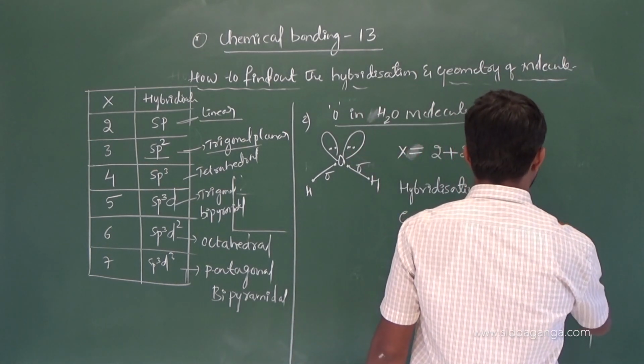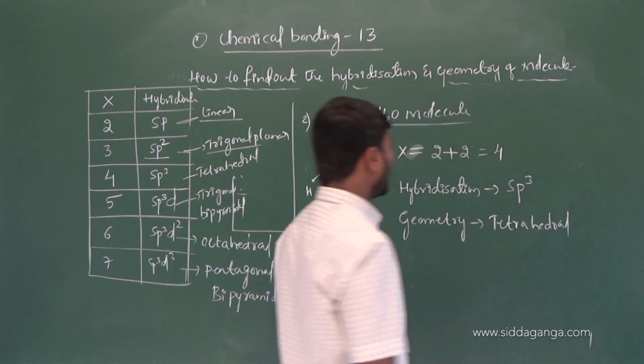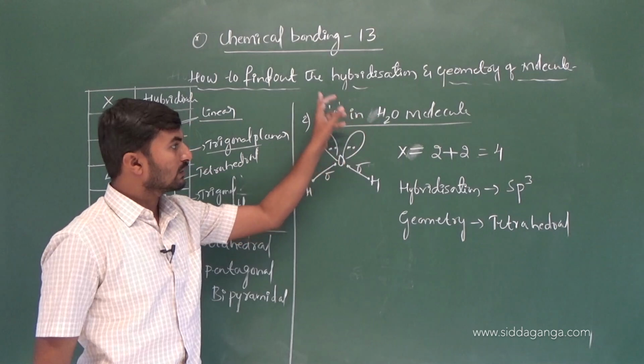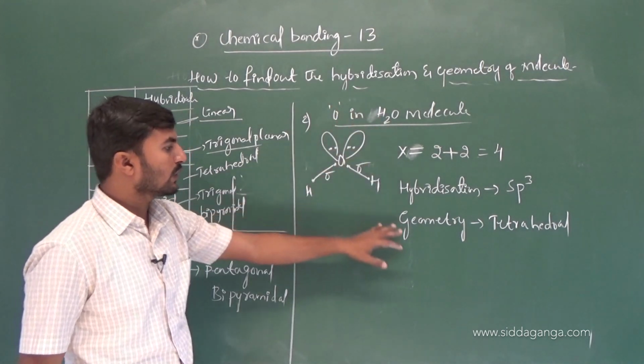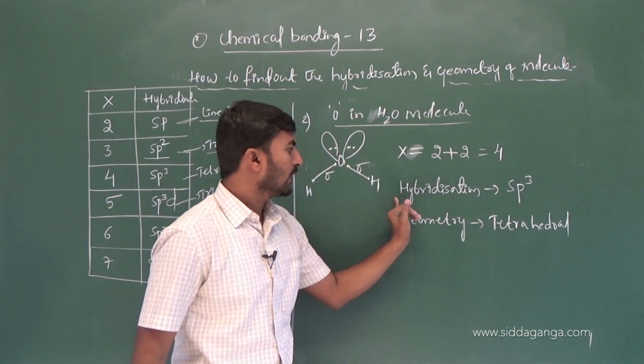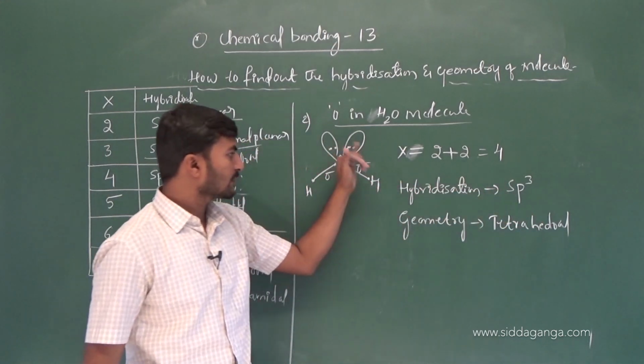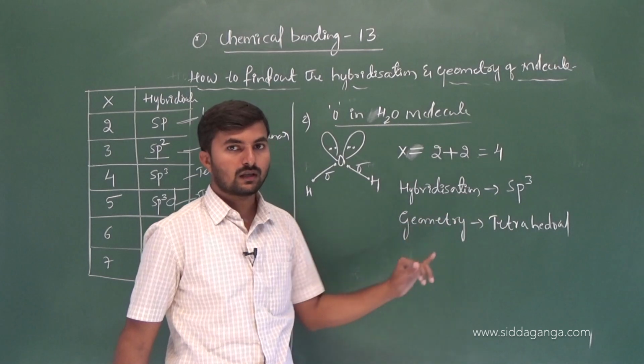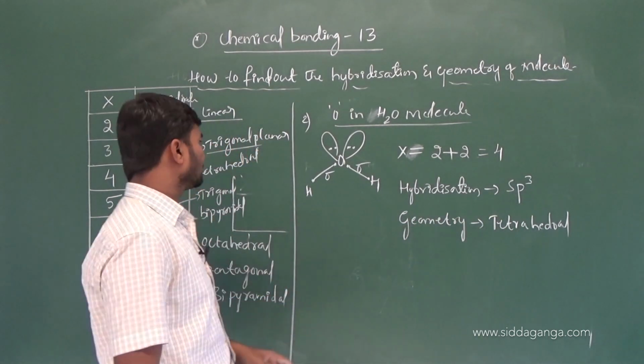nature. The geometry of oxygen in the H2O molecule, or the overall geometry of the H2O molecule, is tetrahedral, and the hybridization in this particular molecule is sp3. Okay, this is another example.